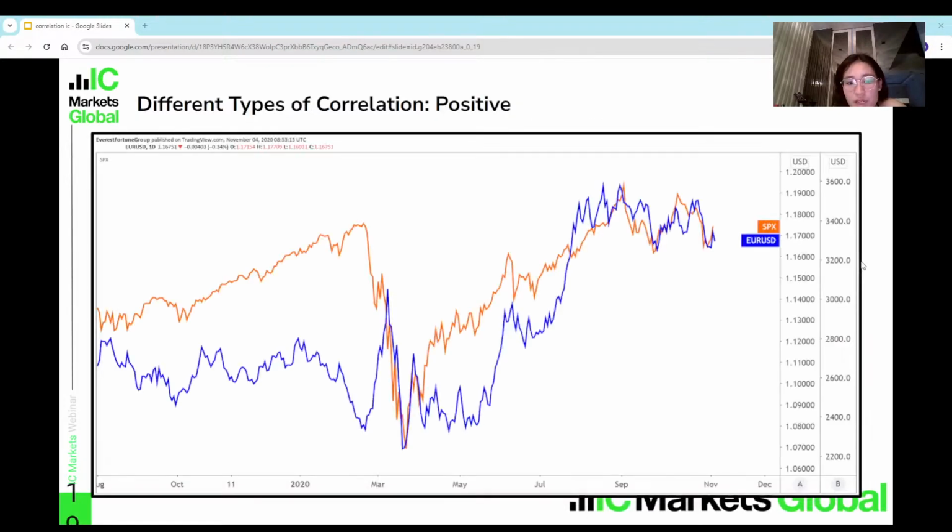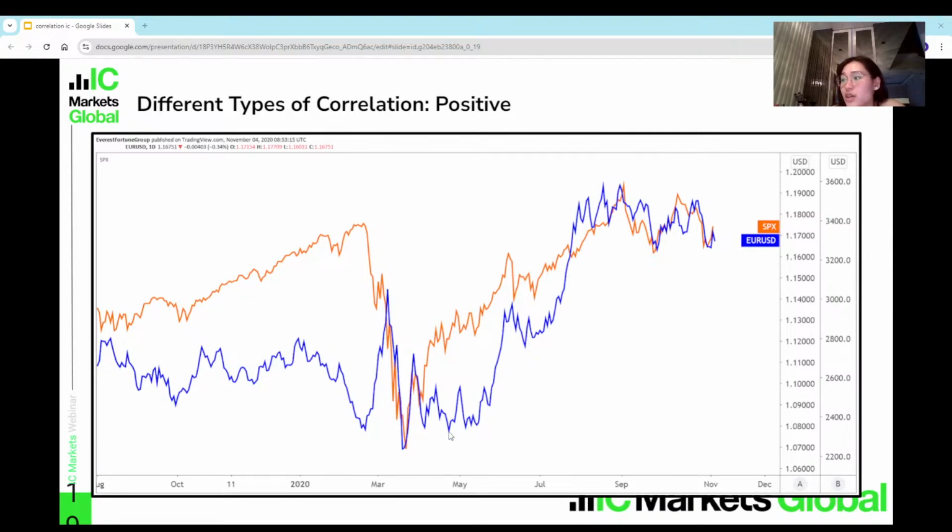Okay. Last example, we're looking at our euro dollar and the SPX. You can see how it's quite similar in the shape as well. Okay, so with positively correlated assets, we tend to use this more as a gauge for the trend, more so than specific levels, because as you can see here, it might not always look like this.